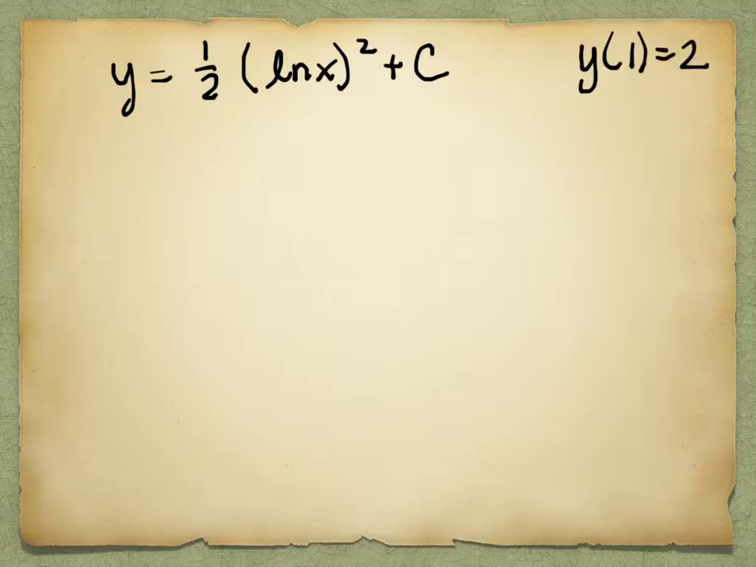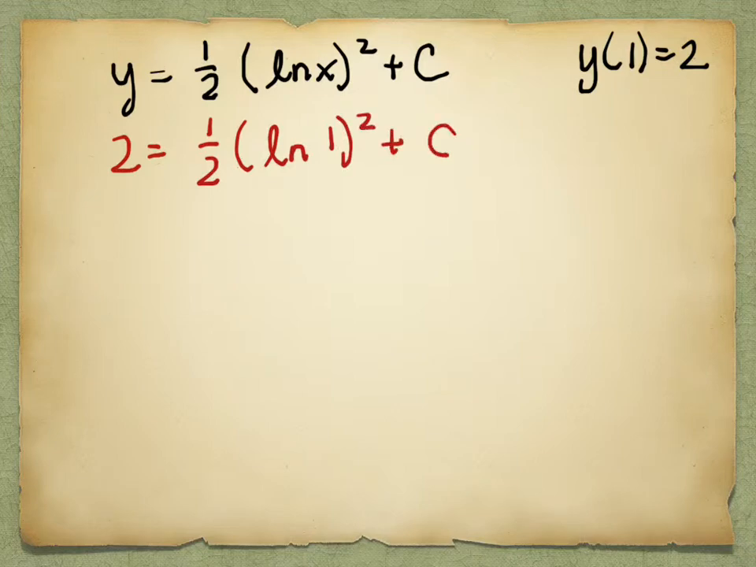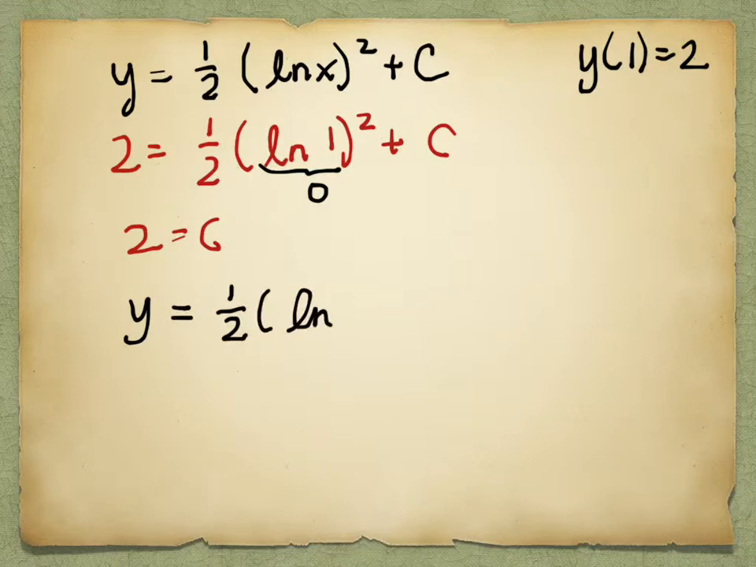So I'm going to substitute the 2 in for y and the 1 in for x. Natural log of 1, though, is 0, so this is 0, and then 0 squared is 0, times 1/2 is 0, so we find out that c equals 2. So my function, or my equation, is actually y equals 1/2 natural log of x squared plus 2.